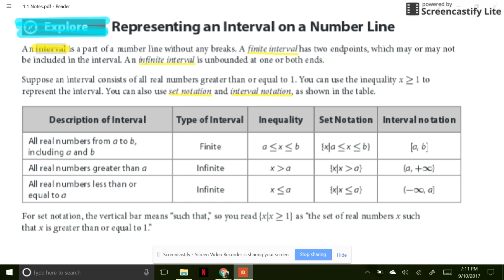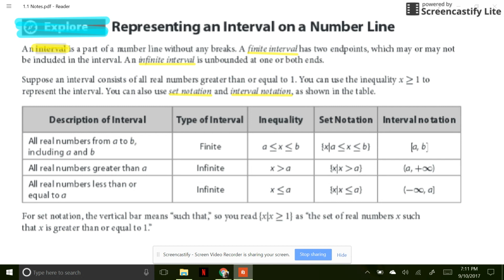All right, so we're going to go through a couple quick summary things, just hopefully as a refresher before your upcoming Unit 1 test. So first thing we're going to talk about is how we do our representations of intervals. So this is inequality notation, set notation, and interval notation.